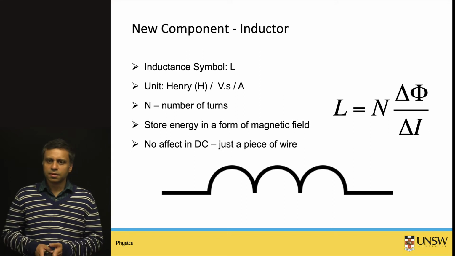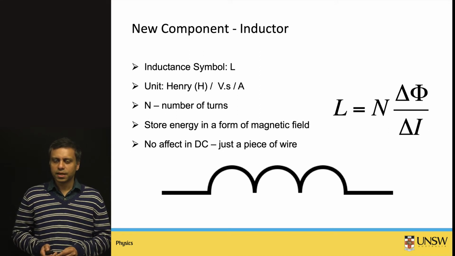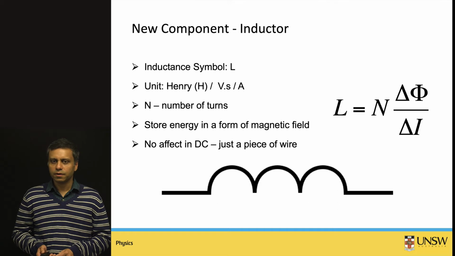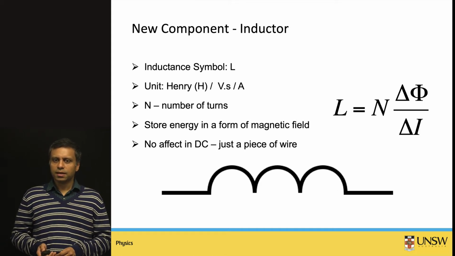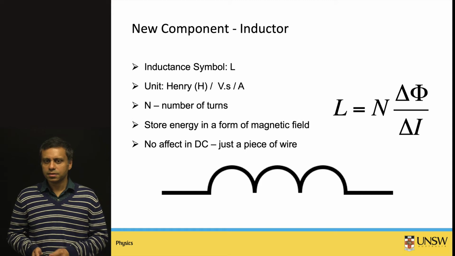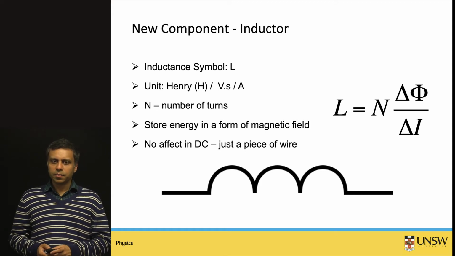So this equation on the right side shows the expression for the inductance. L equals N times delta phi over delta I. So change of flux and change of current. And N here is the number of turns.